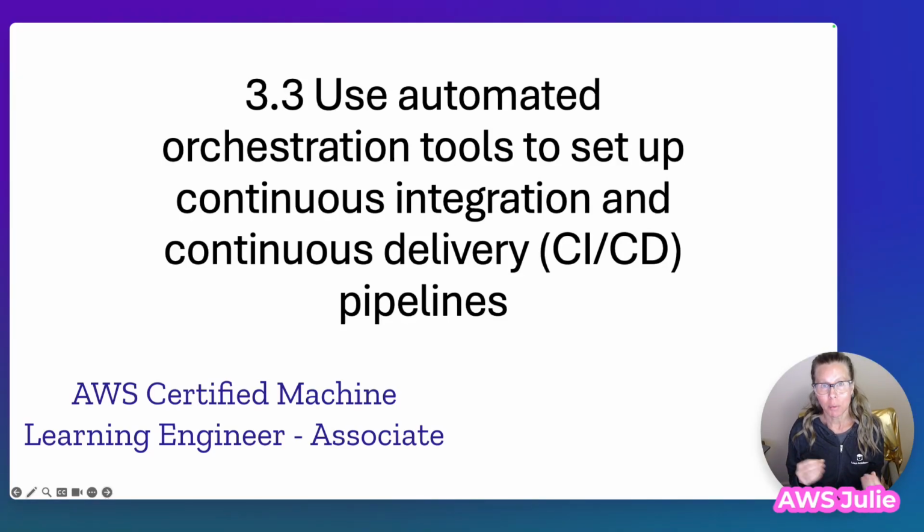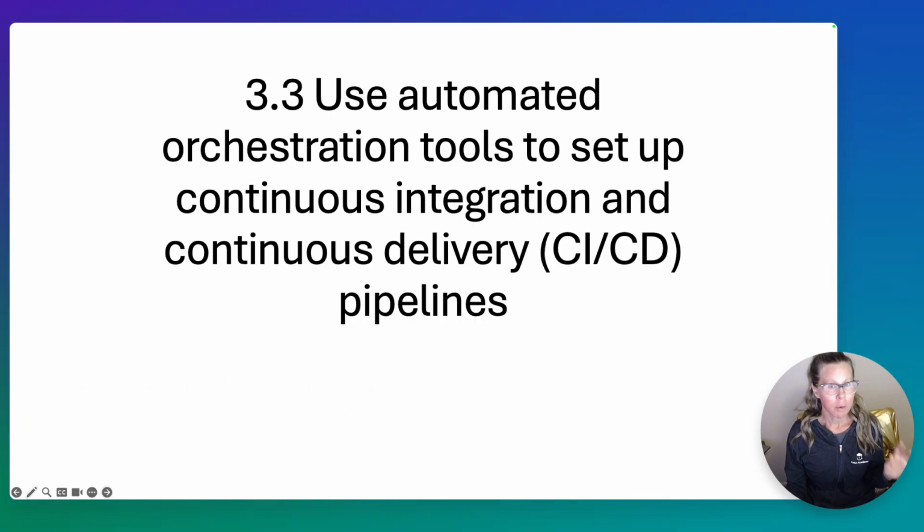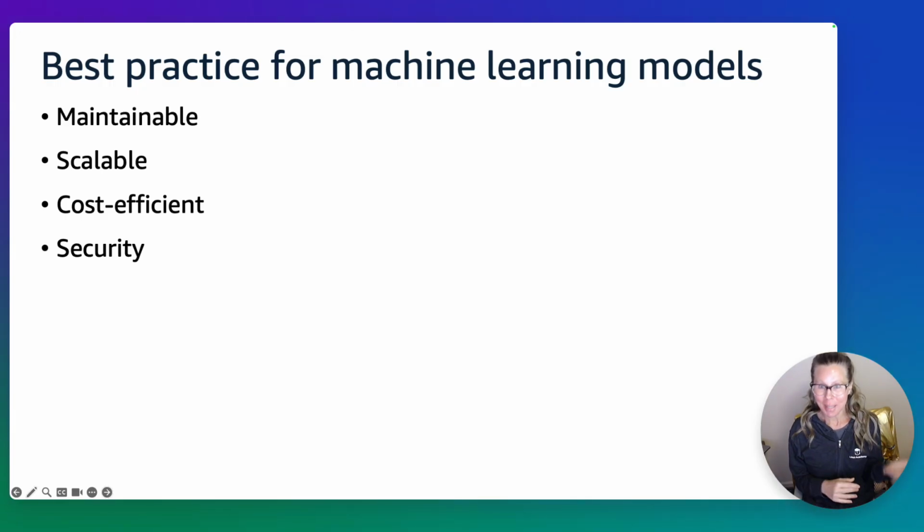We are continuing our new playlist where we are talking about the machine learning fundamentals needed for the AWS Certified Machine Learning Engineer Associate exam. And we're going to jump into task statement 3.3 and pick up where we left off. In the last lesson, we finished task statement 3.2. So the third task statement for the machine learning engineer associate exam guide is to use automated orchestration tools to set up CI/CD pipelines.